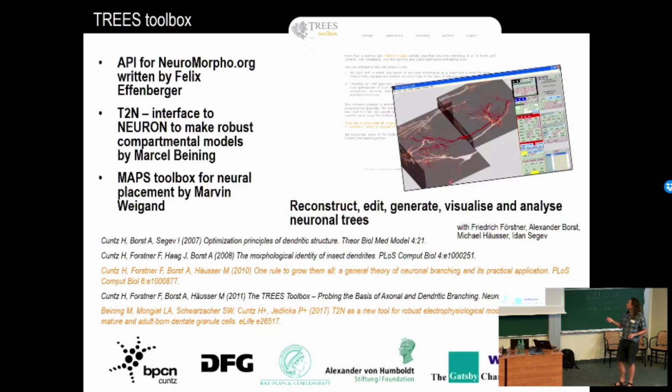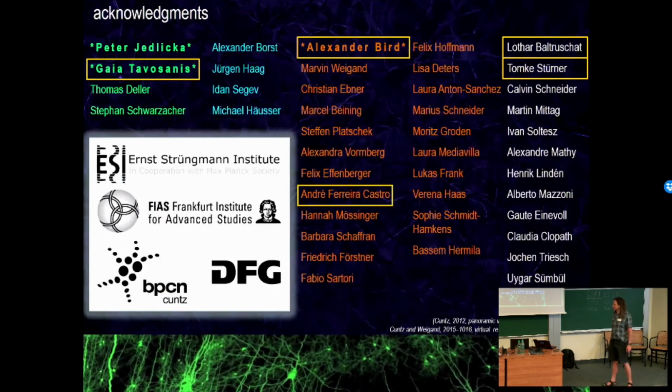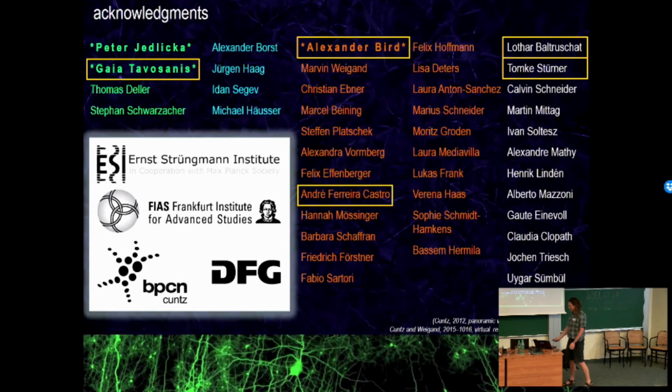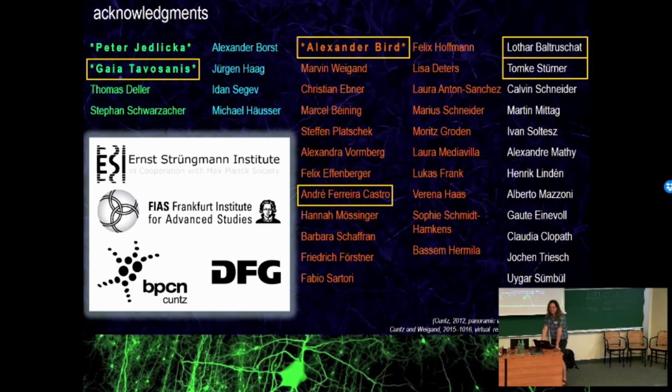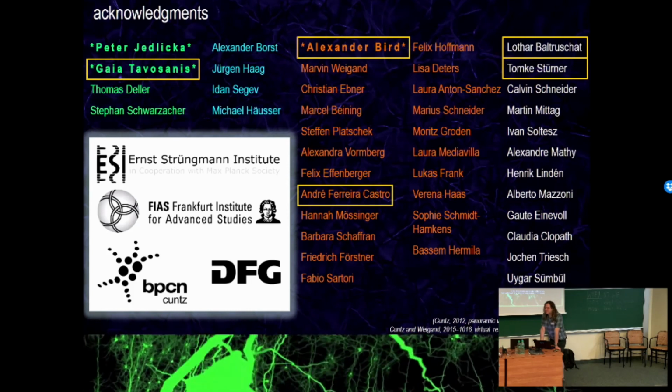We also have the trees toolbox, which is a MATLAB tool that allows you to do all the modeling, but also the reconstructions, measurements, and morphometrics and everything. We're thinking about going to Python, but this is a big thing. It's hundreds of thousands of lines of code. It also has an interface with Neuron and an interface with Neuromorpho. And these are the people who specifically worked on the data that I showed. Thank you very much.